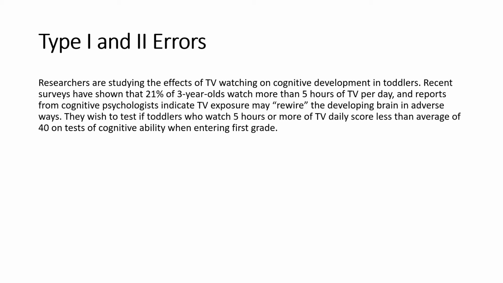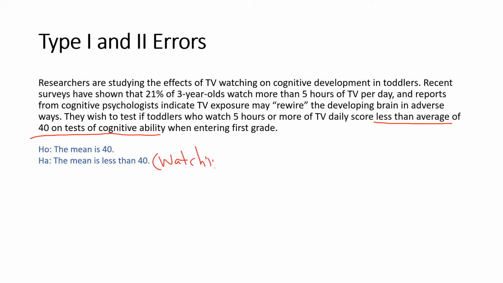Now, there's a lot of numbers here. We're trying to write a null and alternative hypothesis first. What we're measuring is the score. We want to know, do they score less than a 40 on this test of cognitive ability? So your null hypothesis is going to be that the mean is 40, but you're afraid that watching TV is going to make these kids score lower, so we're trying to prove that the mean is less than 40. So think about what that means as far as how much TV these kids are watching. If the mean is less than 40, that means their scores are lower. So here we can conclude that watching TV is bad.